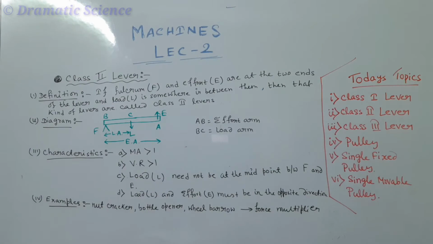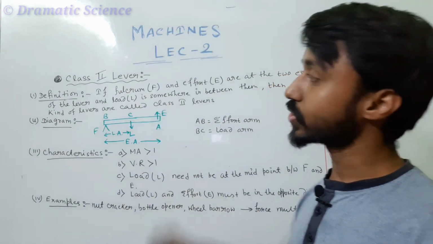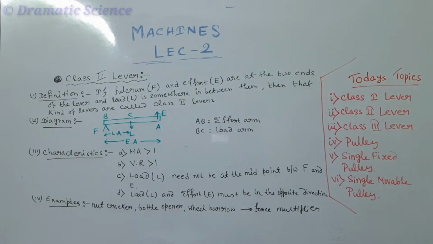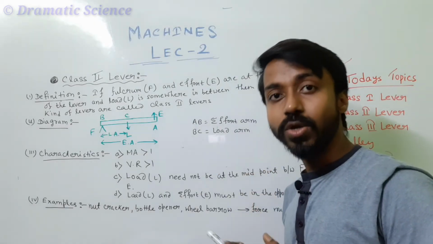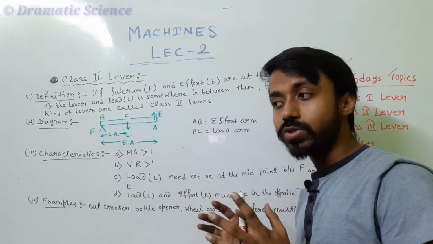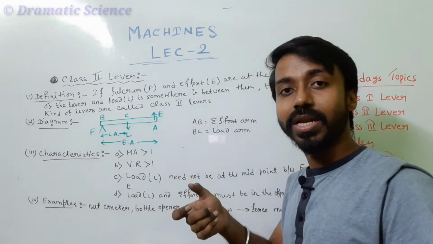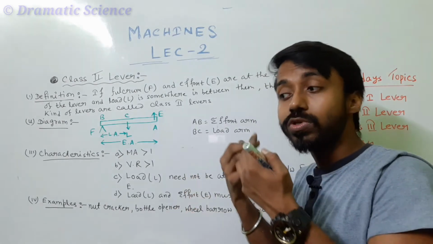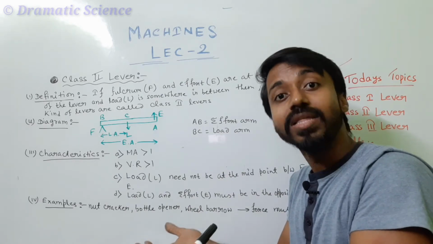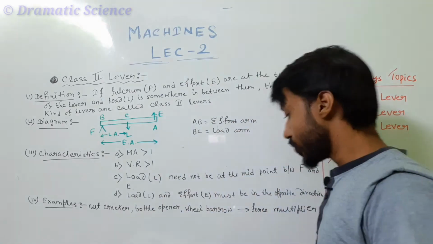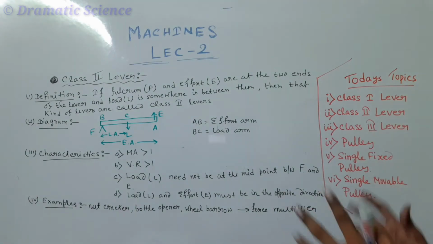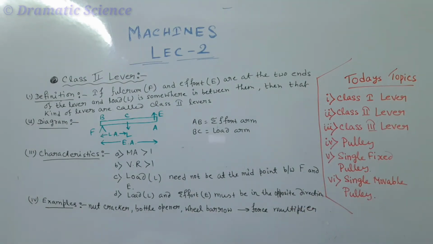Examples: nutcracker, bottle opener, wheelbarrow. These all are the examples of class 2 lever. As class 2 lever act as force multiplier, that means with a small amount of effort we can get a force that will apply in a huge amount on the load. Like you are using a nutcracker, you are applying a small force, but the force applying on the load is greater than the force you applied, right? So that is the concept of force multiplier. So class 2 lever act as force multiplier. And that's all for the concept of class 2 lever.